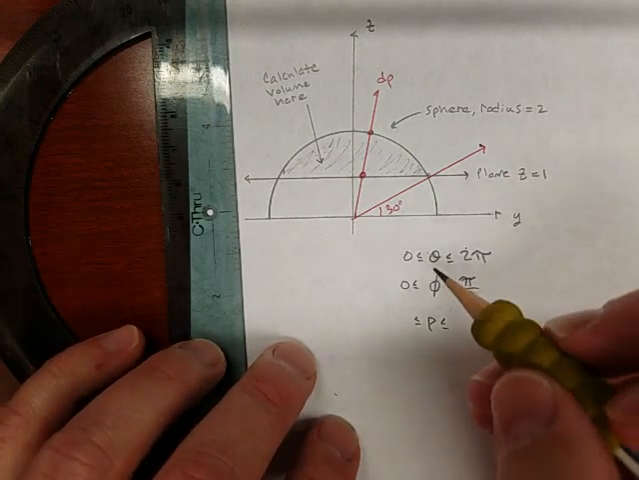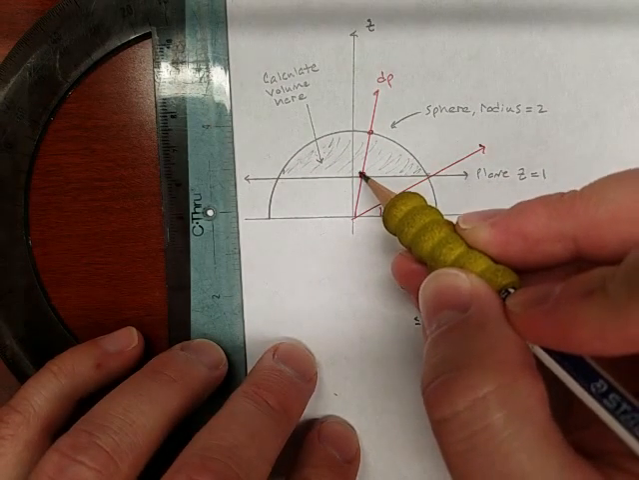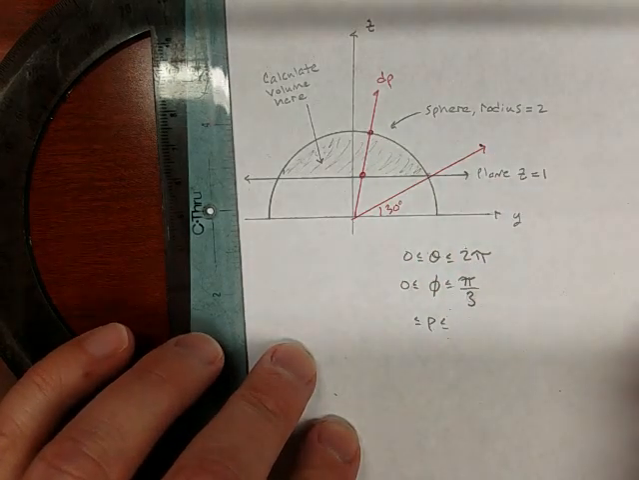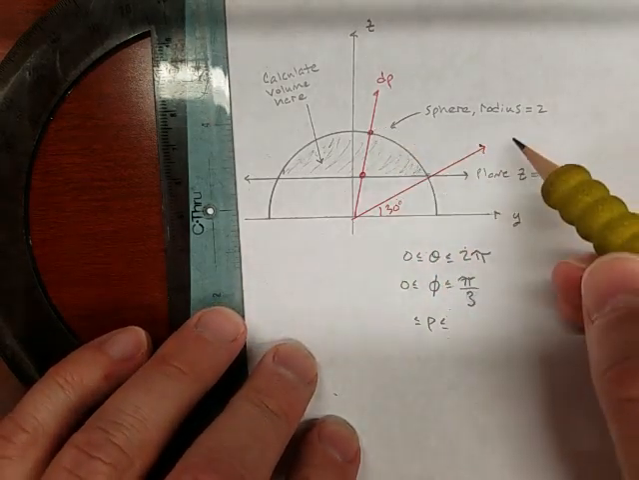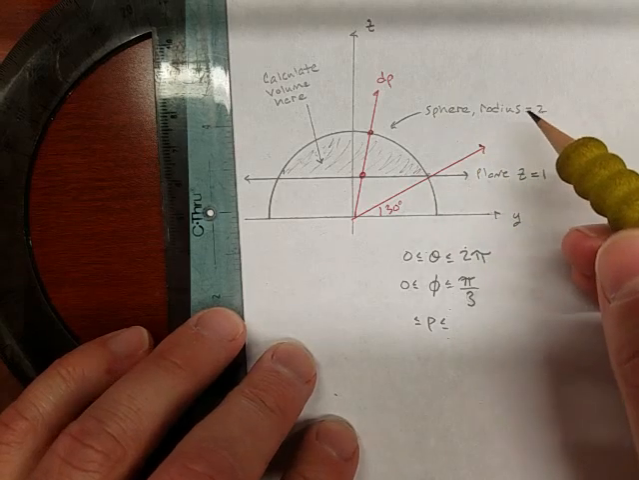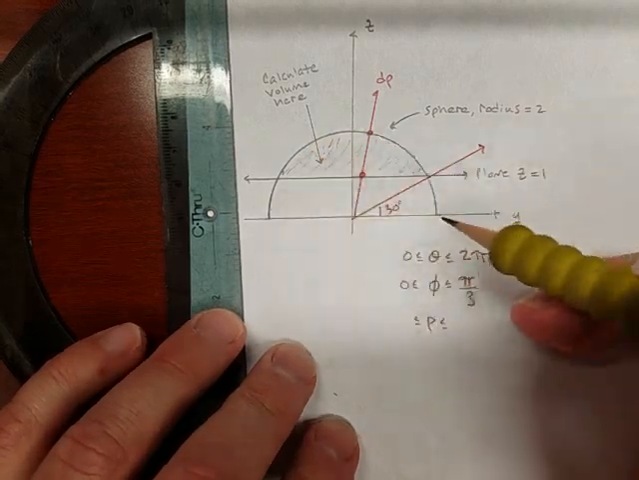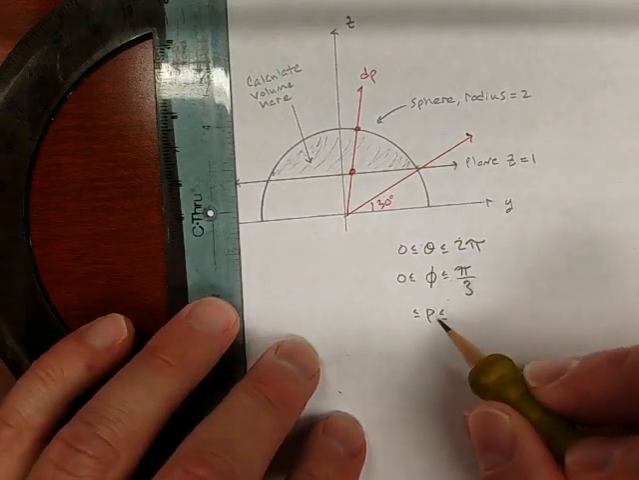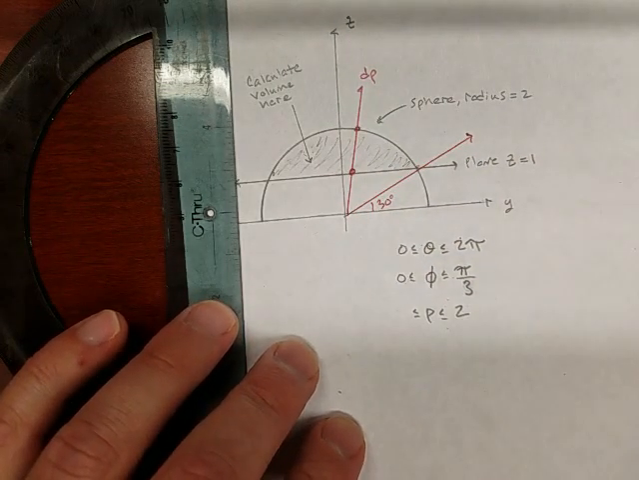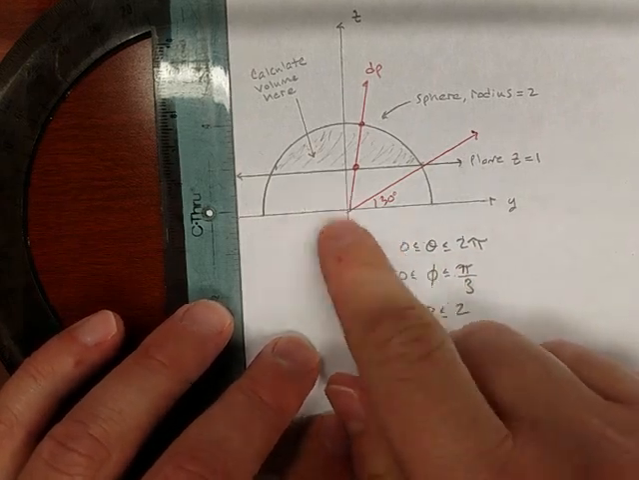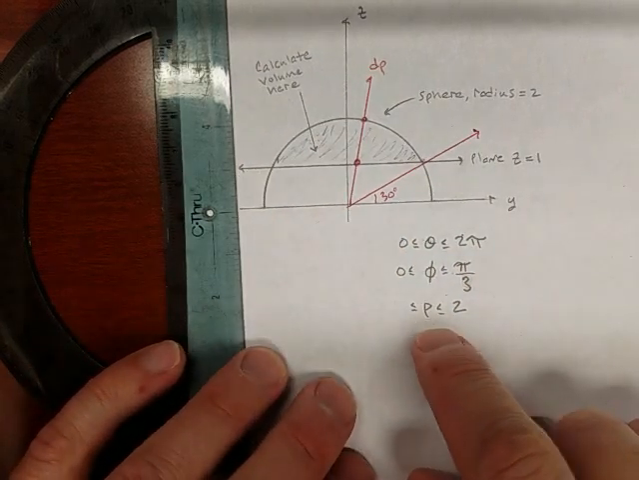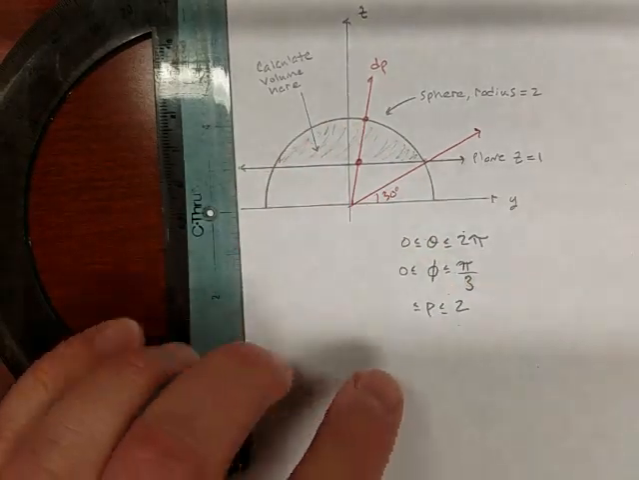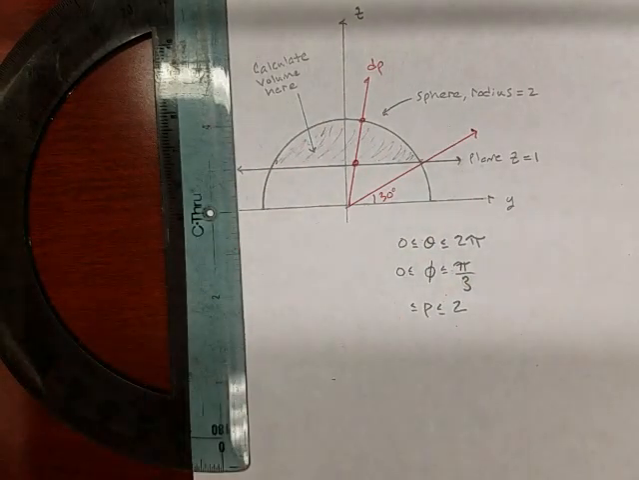So rho's got to be between however far it gets you to here to however far it gets you to there. Well, I think that one's the easiest. If I have a sphere of radius 2, every single point on it has a distance of 2 from the origin. That's what rho is. Spheres with the center at the origin have a real simple equation in spherical coordinates, and this one would be that rho is 2.